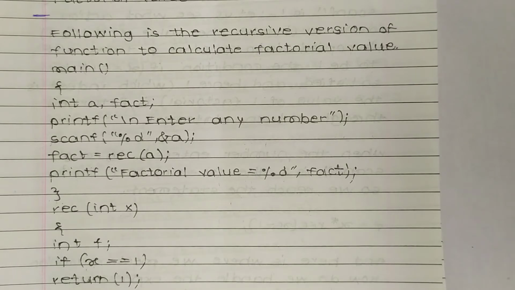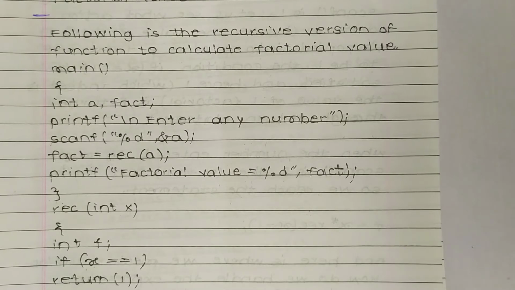So ampersand a is for reading that data and storing it as a. Now fact equals rec a. So this rec is a function. We will write it later on, after completion of this program.